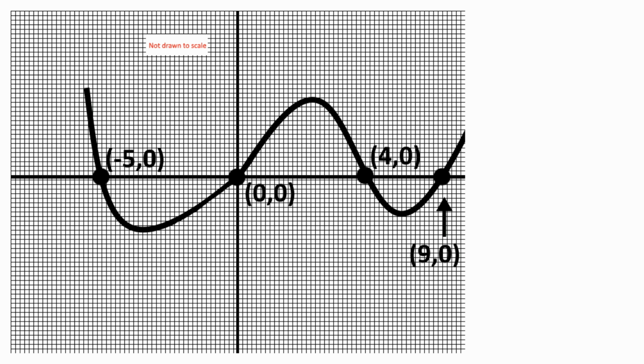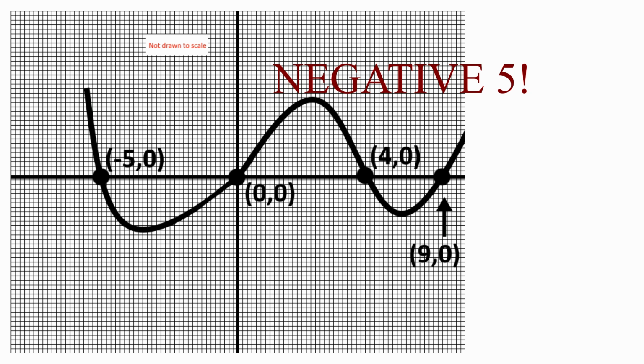At f prime of 5, you could see it go from positive to negative, which means that f of x has a relative maximum at x equals 5. At f prime of 0, you could see it go from negative to positive, which means that f of x has a relative minimum at x equals 0. It is also where f prime of x equals 0, so that would mean that f of x has a horizontal tangent line at x equals 0.